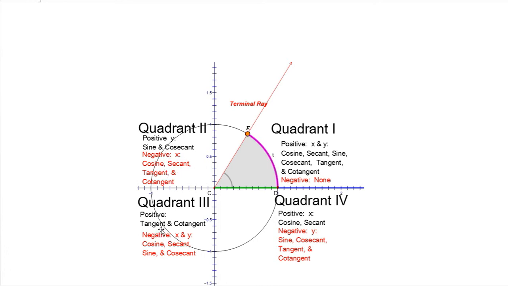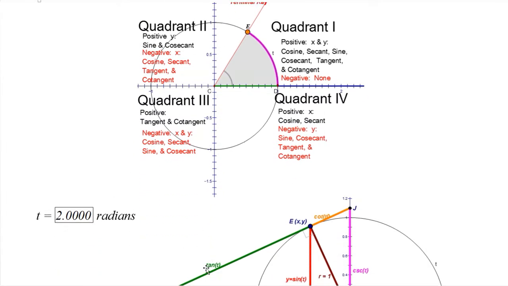If it's in the third quadrant, x and y are both negative. And so the ones that have both x and y in them, tangent and cotangent, the two negatives cancel out and they're positive, but the other 4 are negative. When you're in quadrant 4, x is positive and y is negative. So the ones that only have x in them, the cosine and the secant, are positive. The rest of them are negative. And of course, you could be on one of the axes rather than in a quadrant. When you're here, x is 1 and y is 0. Up here, x is 0, y is 1, and so forth. You can use that to help figure out all trig functions.